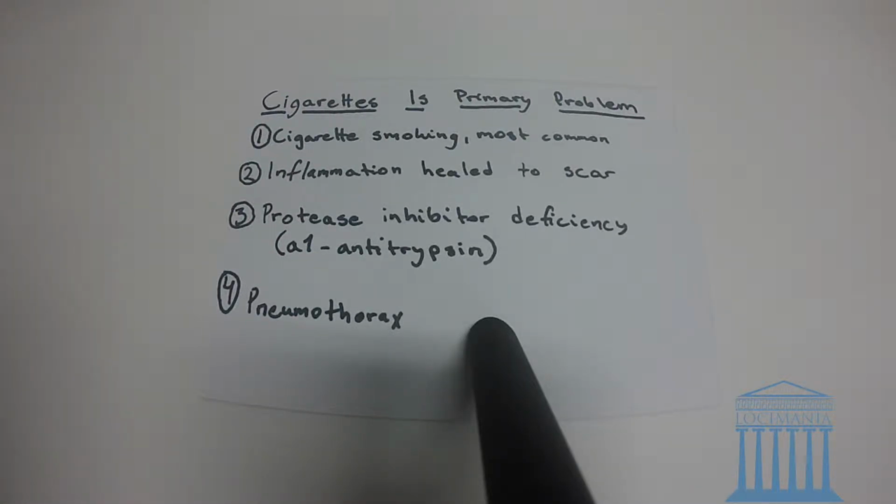Irregular emphysema hits irregular parts of the lobes in the lungs, and it's caused by inflammation healing to scarring, and it's very much associated with fibrosis.